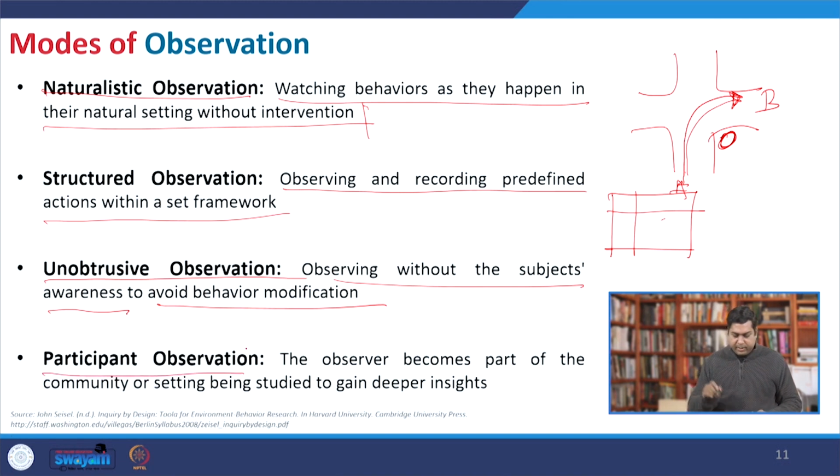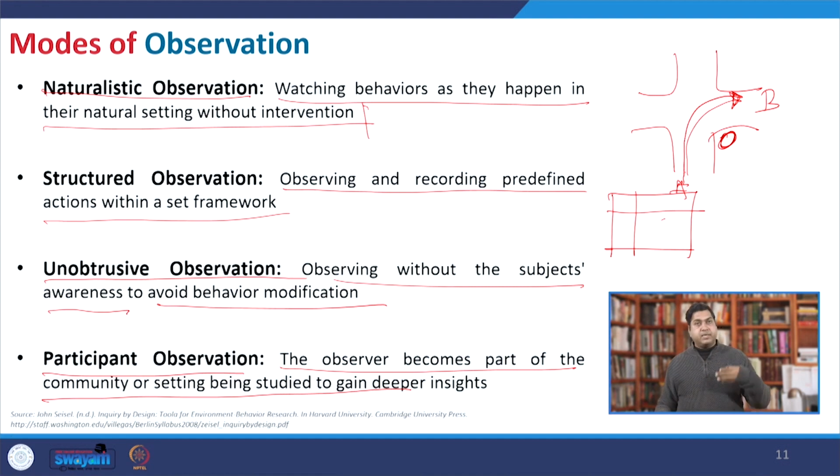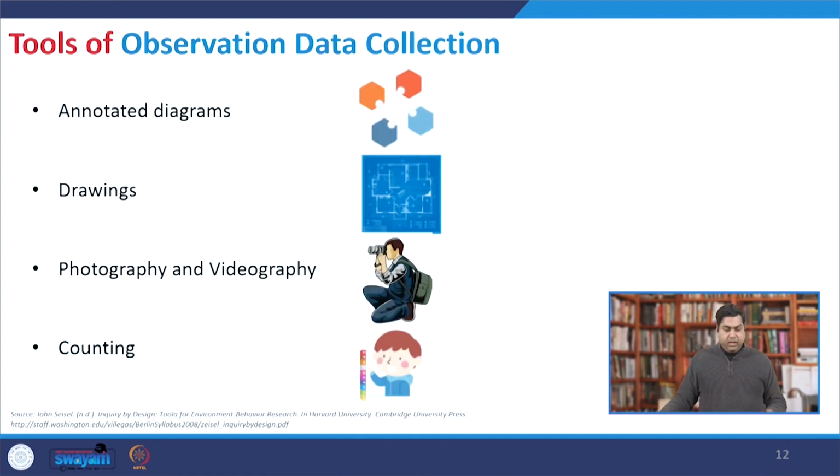Another one is participant observation, which I have already discussed before. Here the observer becomes part of the community and gets deeper insight. In this case you can get deeper insight, but there is a high chance that you may introduce certain kinds of biases, or you can prompt certain actions, or you can alter the settings and the naturalistic behavior. So, these are the most common modes of observation.